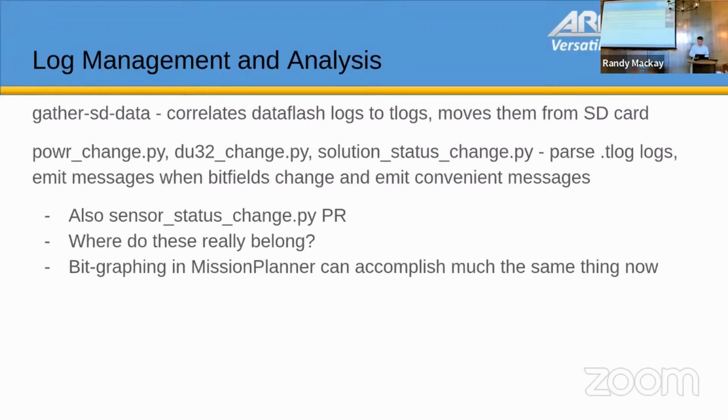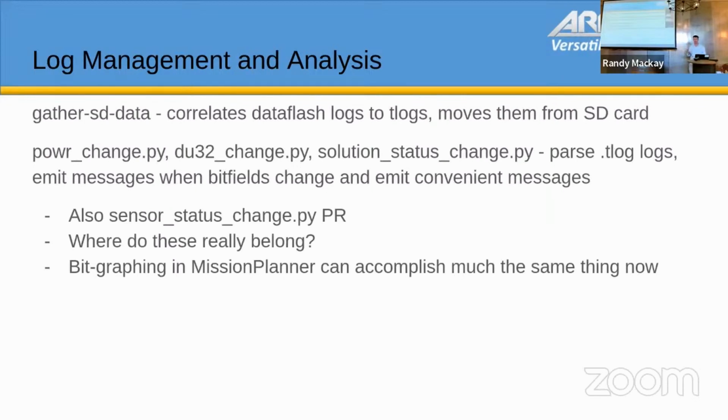So these next tools are in the RGPilot script directory. Powerchange.py, du32change.py, solutionstatuschange.py, and I've got a pending PR for sensorstatuschange.py. RGPilot in its log messages has some bitmasks which indicate the state of the vehicle, and understanding how these have changed over time used to be quite problematic.